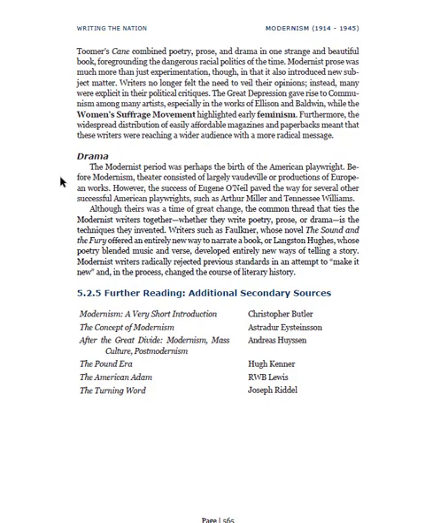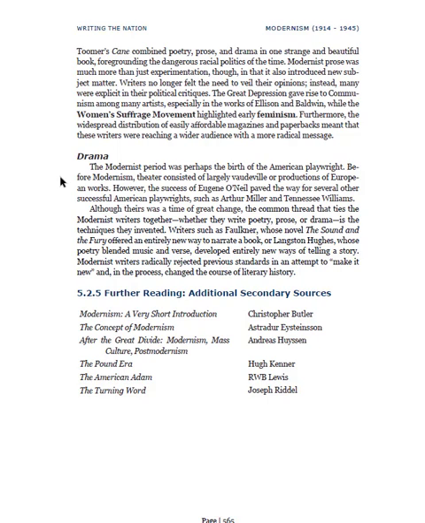Drama. The modernist period was perhaps the birth of the American playwright. Before modernism, theater consisted largely of vaudeville productions or productions of European works. However, the success of Eugene O'Neill paved the way for several other American playwrights such as Arthur Miller and Tennessee Williams.